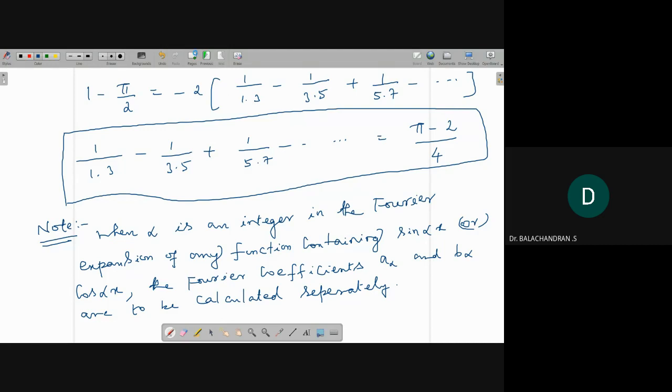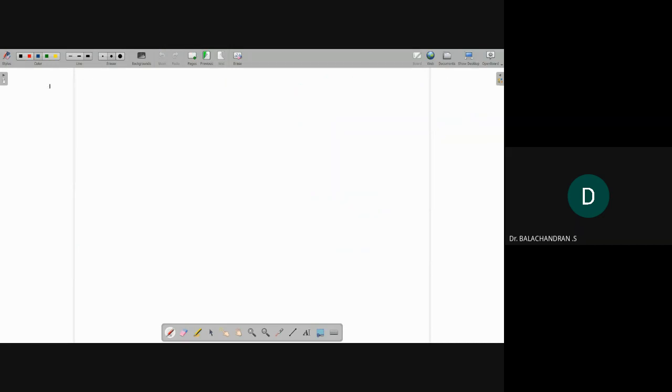Now I'll give one practice problem, but anyway tomorrow we have the exam. Maybe after the examination. We have Saturday and Sunday, 2 days, so you can try this problem in that time.